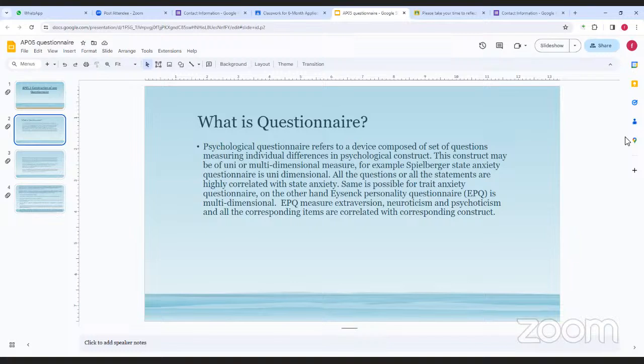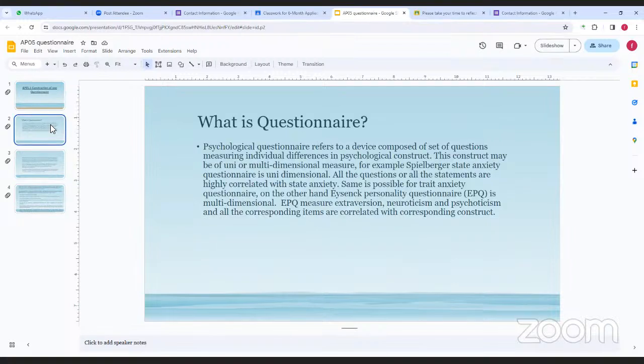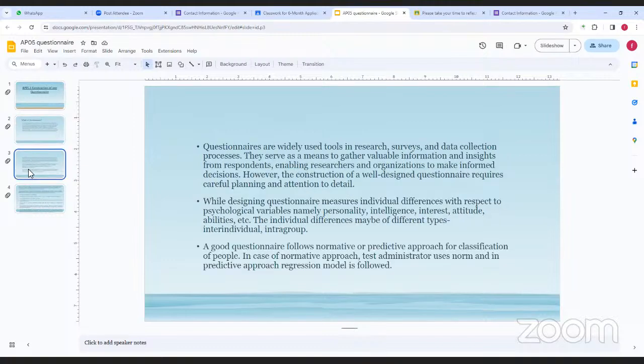So this is the definition of a questionnaire. It refers to a device. And Anjali, you have told that it is a set of questions, that is also there. Next slide.